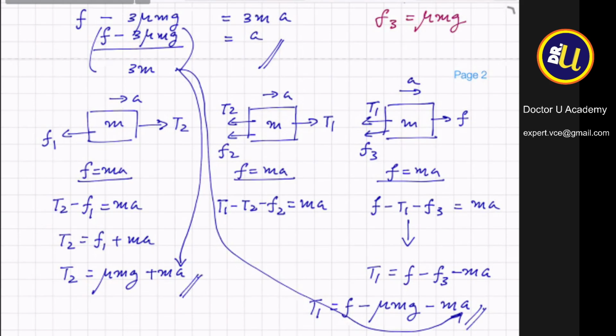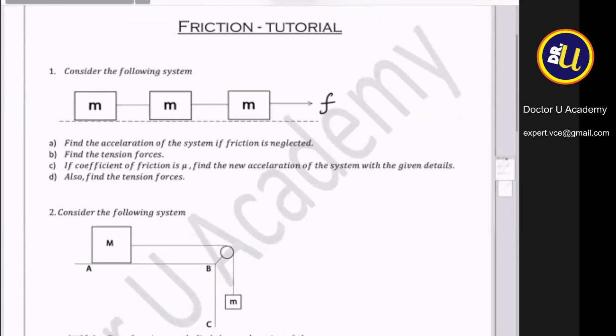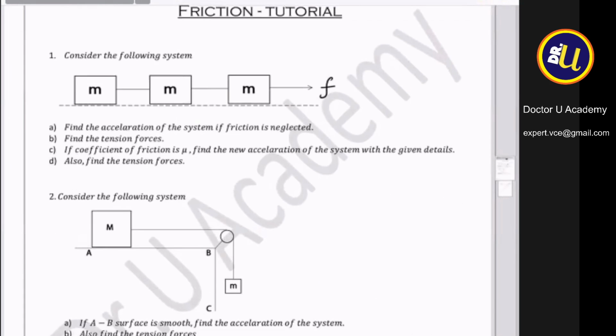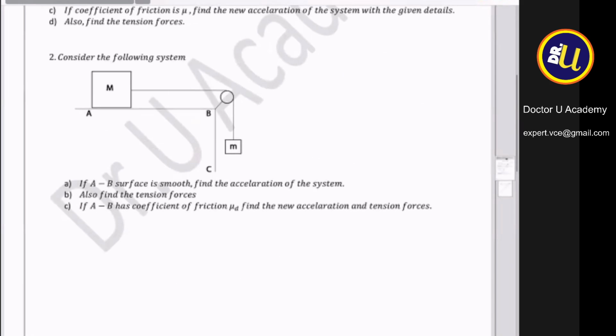That's how we discuss questions with and without friction. So if you go to the first question, we have discussed all the parts A, B, C, D. Now we will consider the second question.